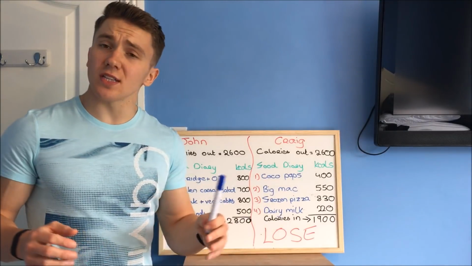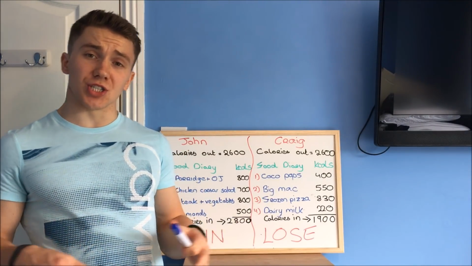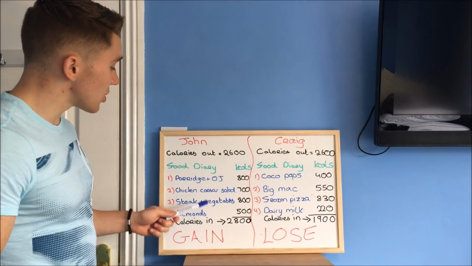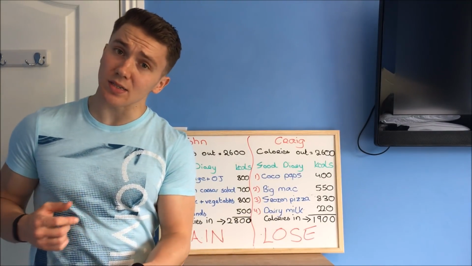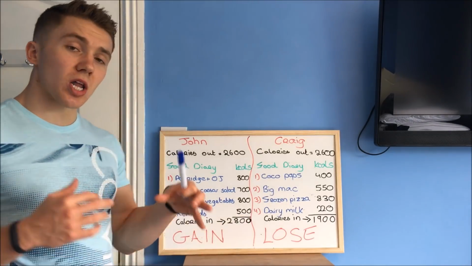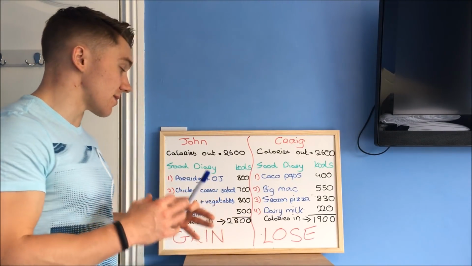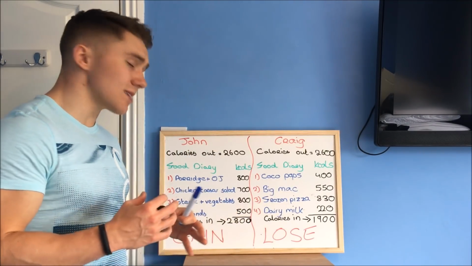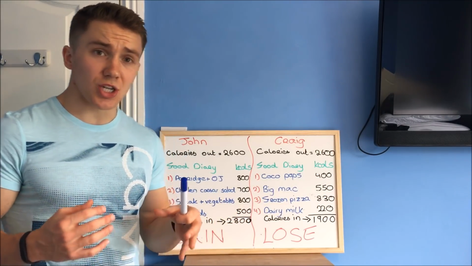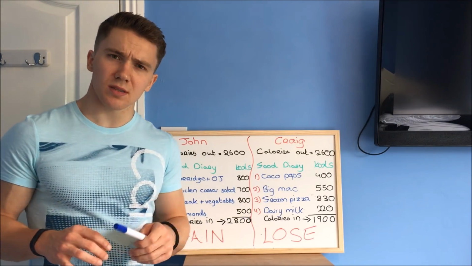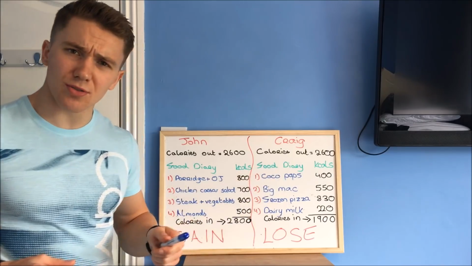So for breakfast, John typically has porridge and orange juice, which usually comes to about 800 calories. For lunch, John has chicken Caesar salad, which comes to 700 calories. For dinner, John loves steak, so he usually has that with a bit of veg, and that comes to 800 calories. And as a snack throughout his day, John eats almond nuts, which comes to 500 calories. What a healthy day. So let's have a look at Craig's.